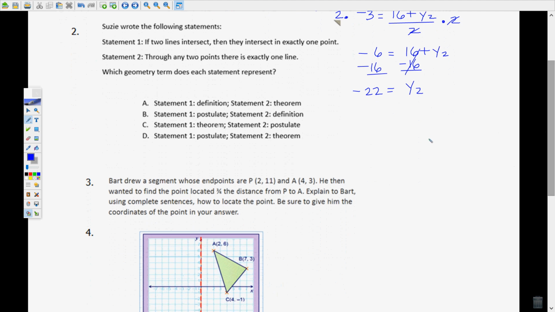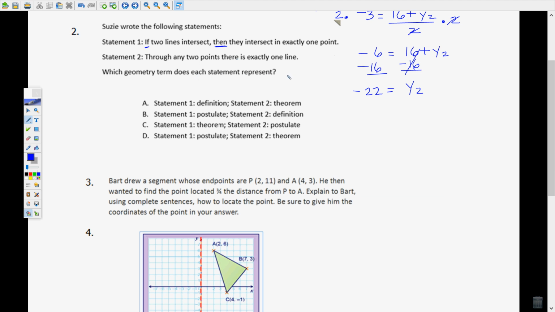Number 2 says, Susie wrote the following statements. Statement 1, if two lines intersect, then they intersect in exactly one point. Statement 2, through any 2 points, there is exactly one line. Which geometry term does each statement represent? I like to tell my students that a theorem is usually an if-then statement. Theorems have to be proven to be true. If this happens, then this happens.